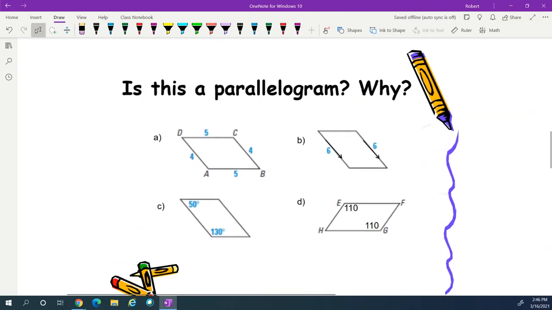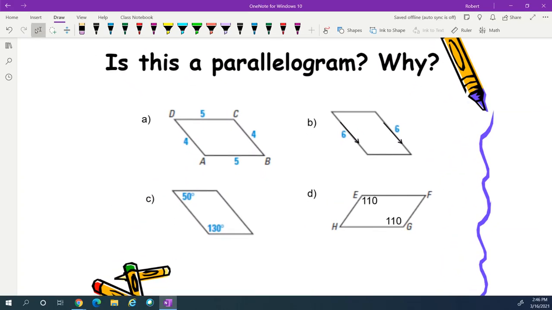Let's look at examples. That's actually the entire lesson. So we're asked if it's a parallelogram and why. In the first one, 5 and 5, 4 and 4. So we're going to say yes. Both pairs of opposite sides are congruent.